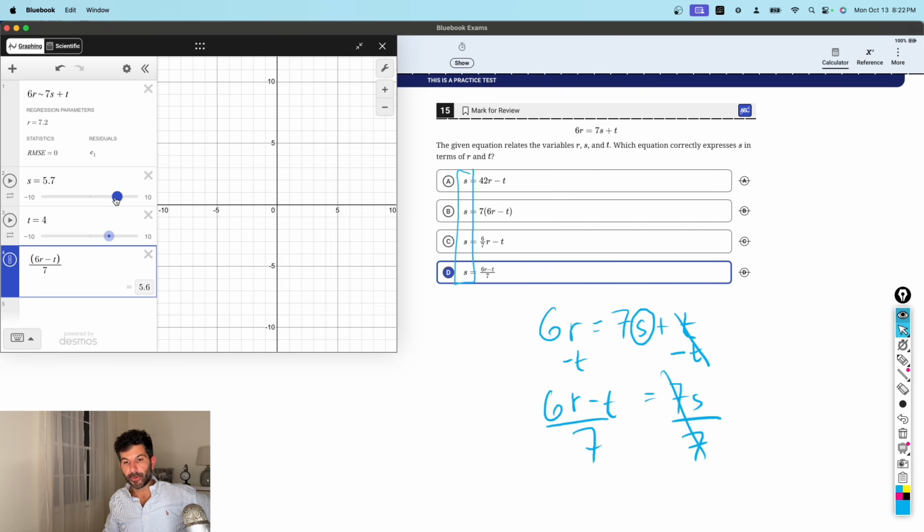Now, if I move the slider up to 5.8, guess what? My r changes. But I still have my choice D there, and look at what it gives me for s, which is exactly what I have set for the slider. So that is confirmation here, guys, using Desmos, that the answer is definitely D.